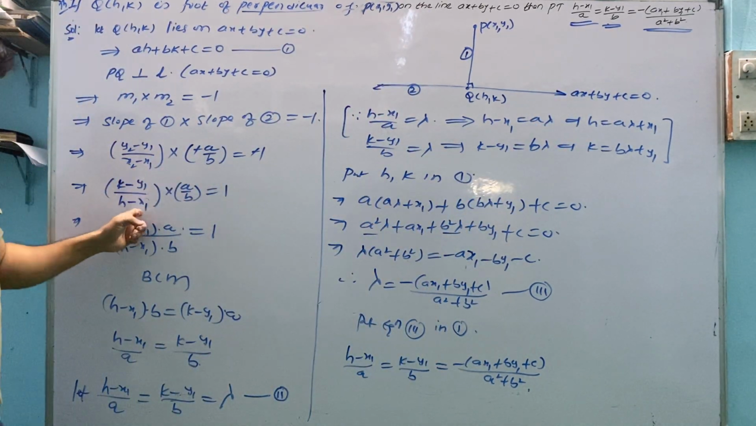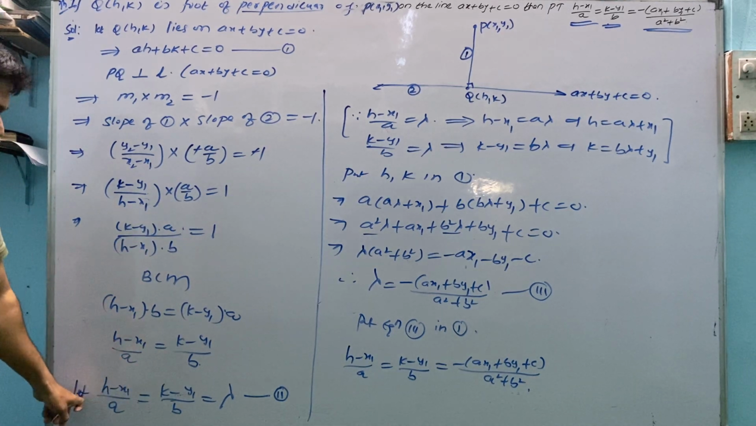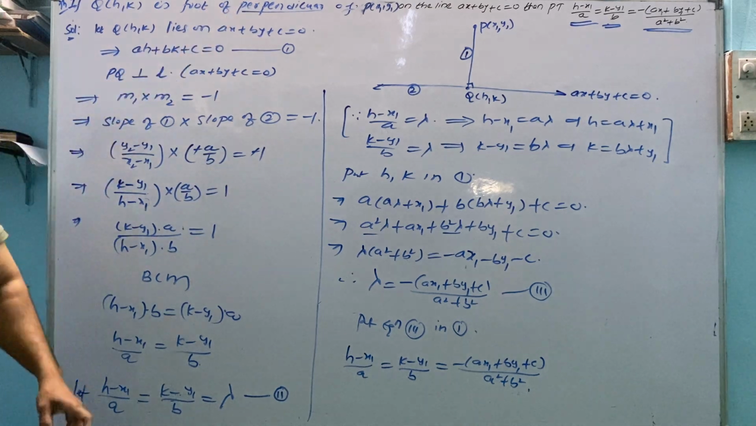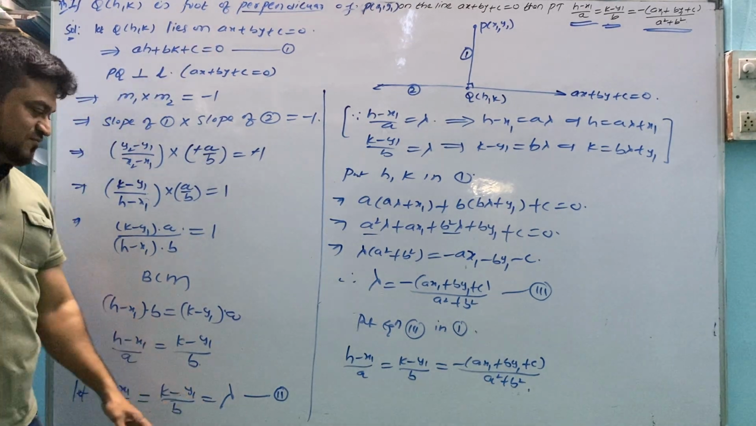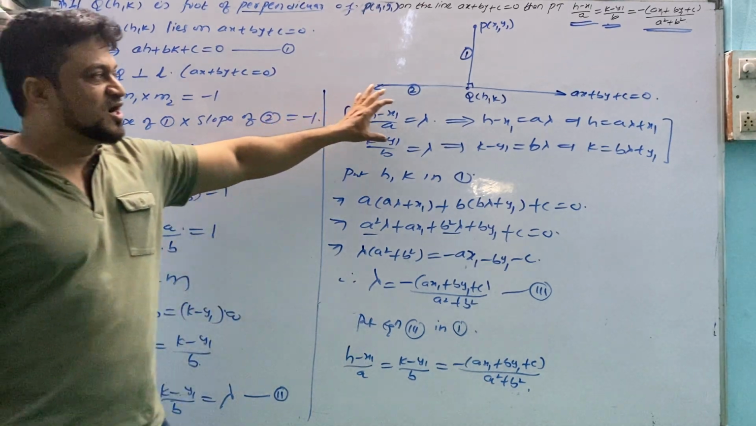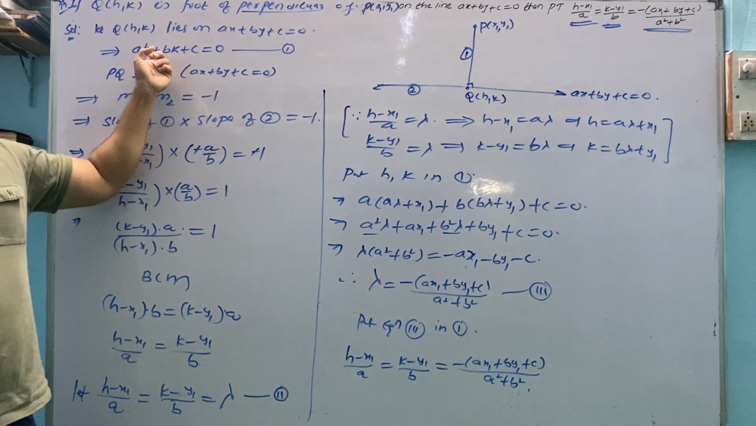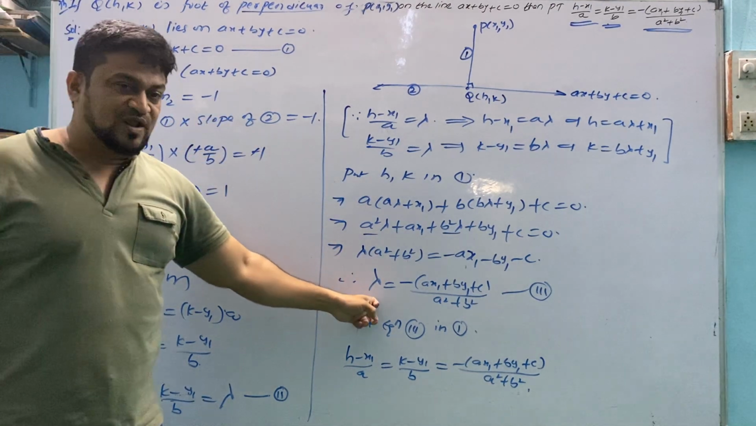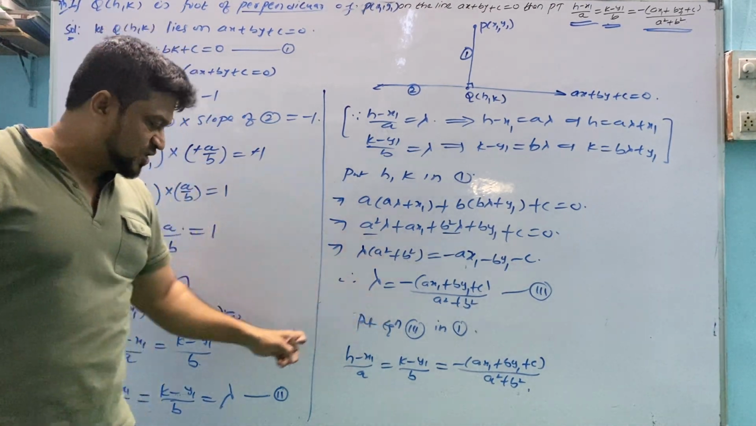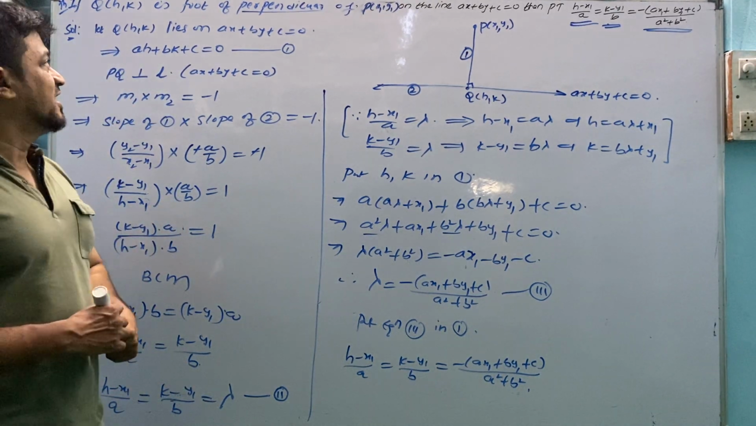We are substituting these two, we got h minus x1 by a equal to k minus y1 by b, that equals lambda, because three terms we have to prove, so equal to lambda we have considered. Whenever we consider this, equate first and last, second and last, and we will get h and k. That h and k we are substituting in equation 1. So we get the value of lambda. Once we get the value of lambda, substitute in place of lambda. This is the answer.